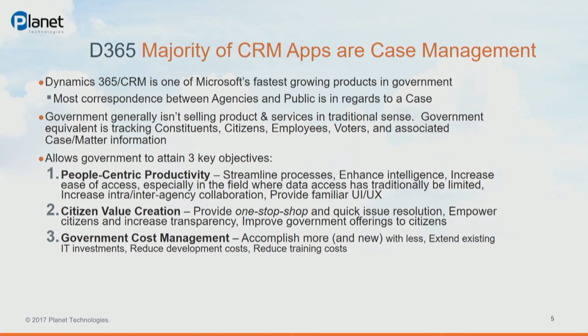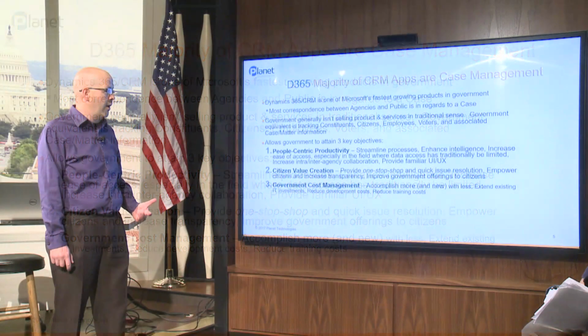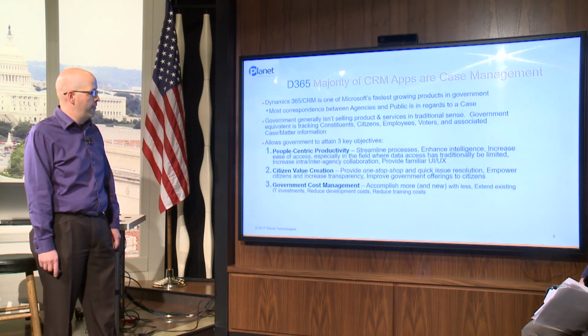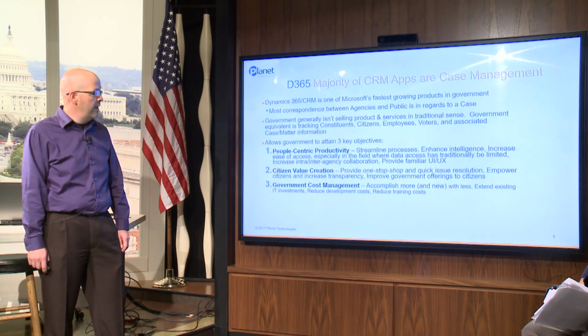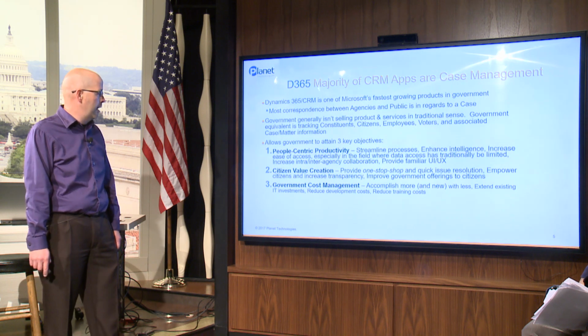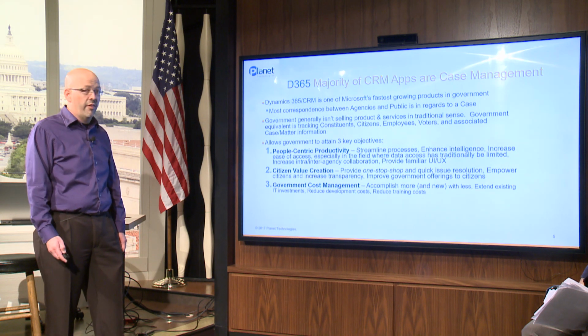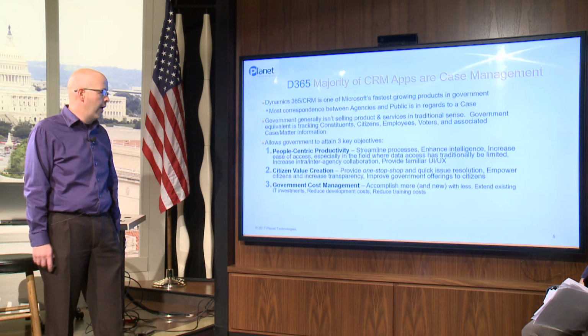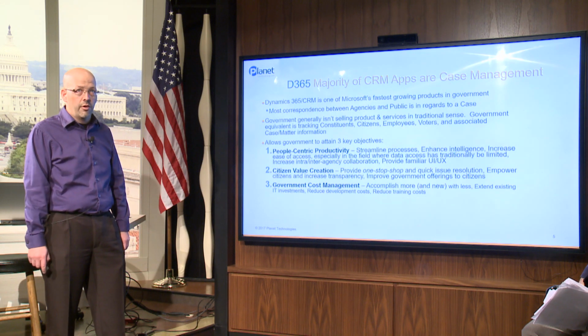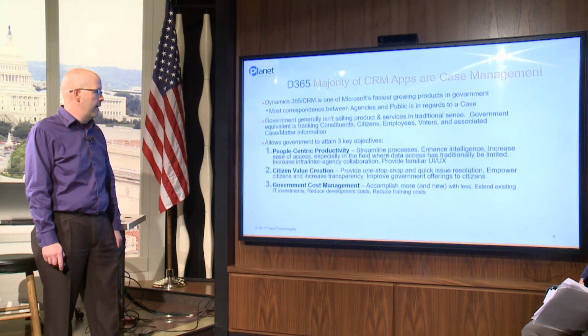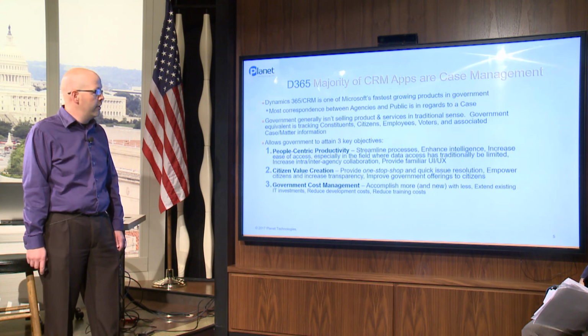The government cost management is the third item. This is to be able to accomplish more with less and to be able to offer new offerings to the citizens, to be able to extend those existing IT investments, which we'll talk about a little bit later as well, to reduce development costs. There's a platform that's already there out of the box that can be highly customized, and then also to reduce training costs with a similar user interface. There's less training that needs to go on.